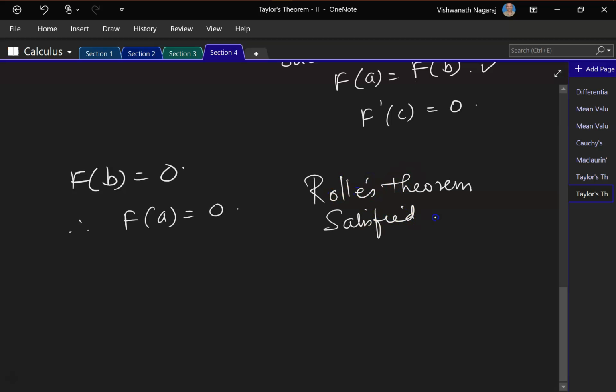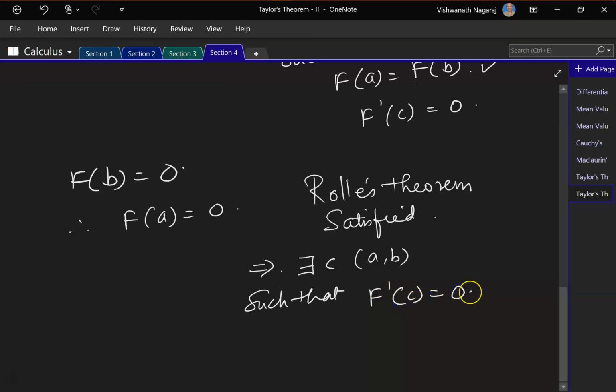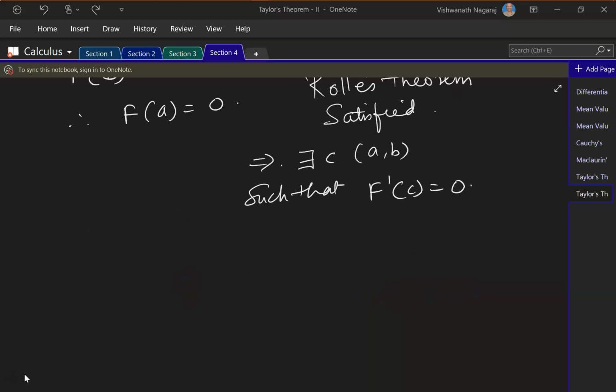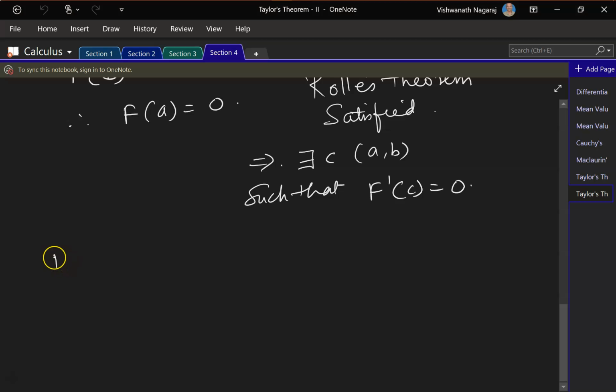All three conditions: continuity, differentiability, and F of a equal to F of b. So which implies that there exists a point c in the open interval a comma b such that F prime of c is equal to 0. Now let's see. F of x is equal to, I'm just writing it down from top.